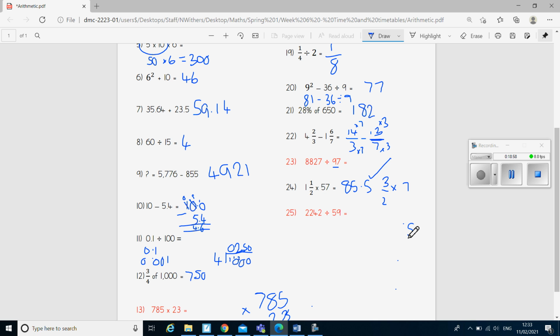So my first multiple is 59. My second multiple in my 6 times table is 12, isn't it? So in my 60 times table, it's 120. But I want 2 less than that, so I want 118. Next is going to be 180, but I want 3 less than that, so I've got 177. Spot the pattern? 9, 8, 7, 6, 5. It's going to help you there.